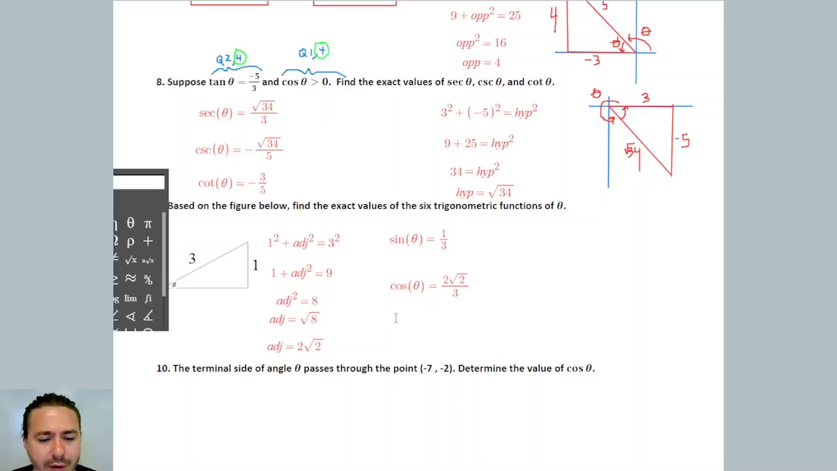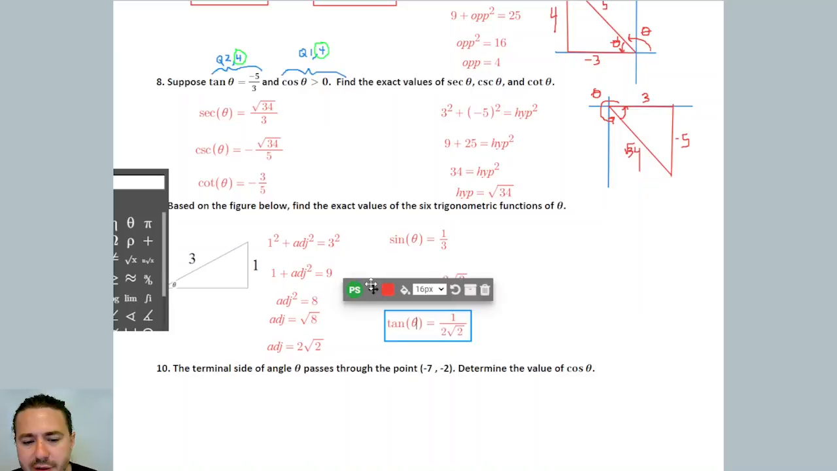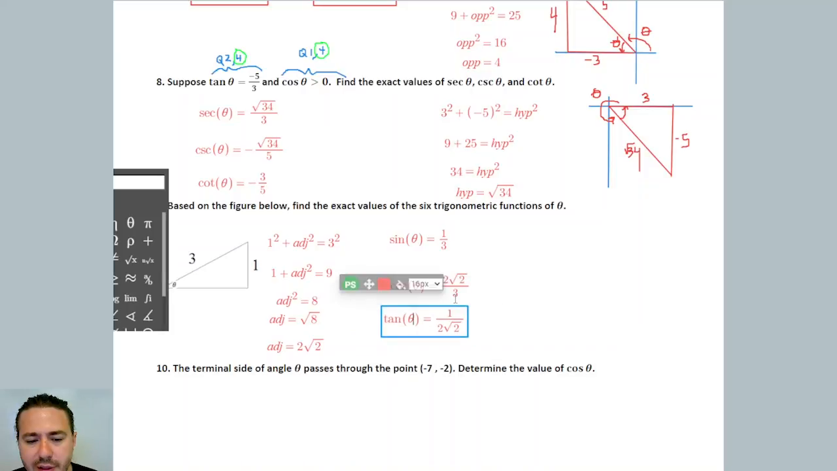Tangent of theta is opposite over adjacent. So opposite would be 1, and adjacent is 2 root 2. Now I'll come back and rationalize. I'm not too concerned about that at the moment. If you just leave it as 1 over root 8, I don't have any problem with that either.